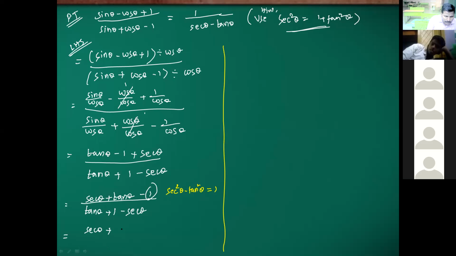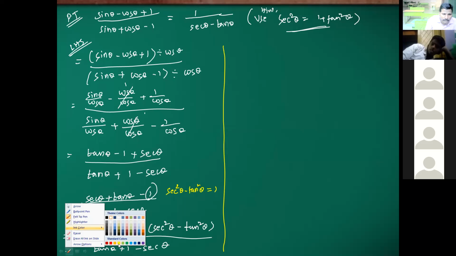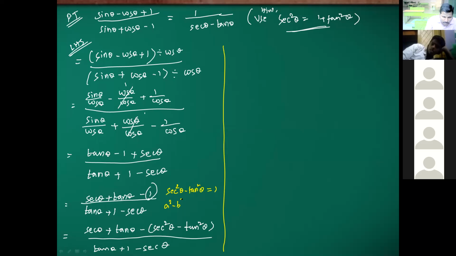Secant theta plus tan theta. Instead of 1, I am writing secant square theta minus tan square theta, whole divided by tan theta plus 1 minus secant theta. See children, secant square minus tan square is in the form of a square minus b square. We know that a square minus b square is a plus b into a minus b. This also I am going to use in the next step.